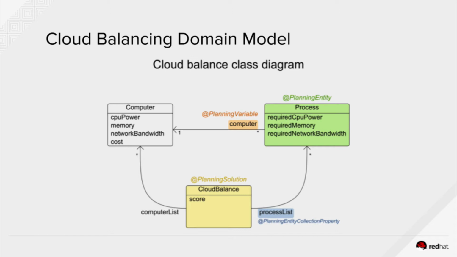When OptaPlanner finds its best solution, so if we terminate the solver, we terminate planning, it will return the best solution that it has found so far, again in the form of the planning solution class, in this case the cloud balance class.